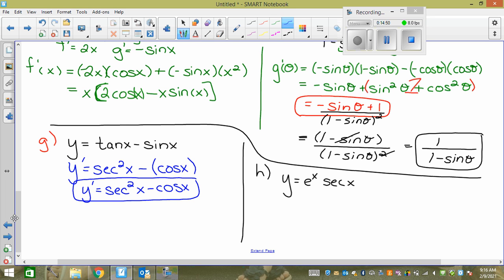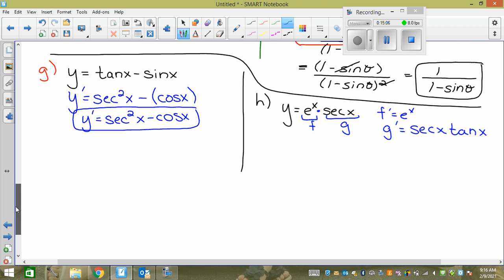And then this one, f and g: f prime is e to the x, g prime is secant x tan x. So y prime equals e to the x, f prime, times g, which is secant x, plus g prime, which is secant x tan x, times f, which is e to the x.